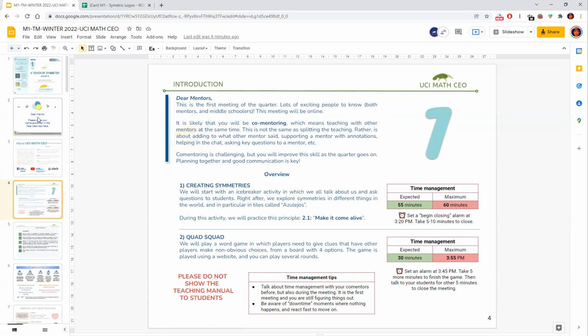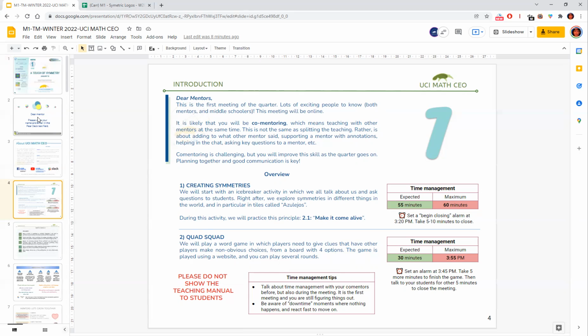Now, the second part is the Quad Squad. So you expect to have 30 minutes, of course, maximum 3:55. And here what we recommend is to set an alarm at 3:45, take 5 more minutes to finish the game so that there's no rush. Maybe you play one more round or you just discuss what happened in the previous round. And then from 3:50 to 3:55, you talk to your students for another 5 minutes. What did they learn, and etc.